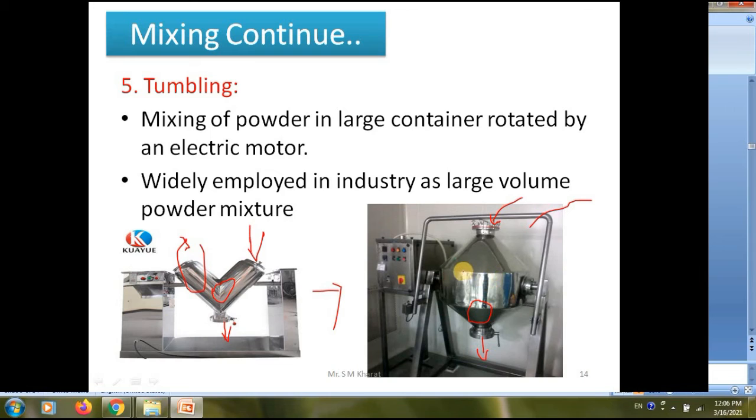So one more thing, that is the baffle, these are attached over here. Okay, what is meant by baffle?